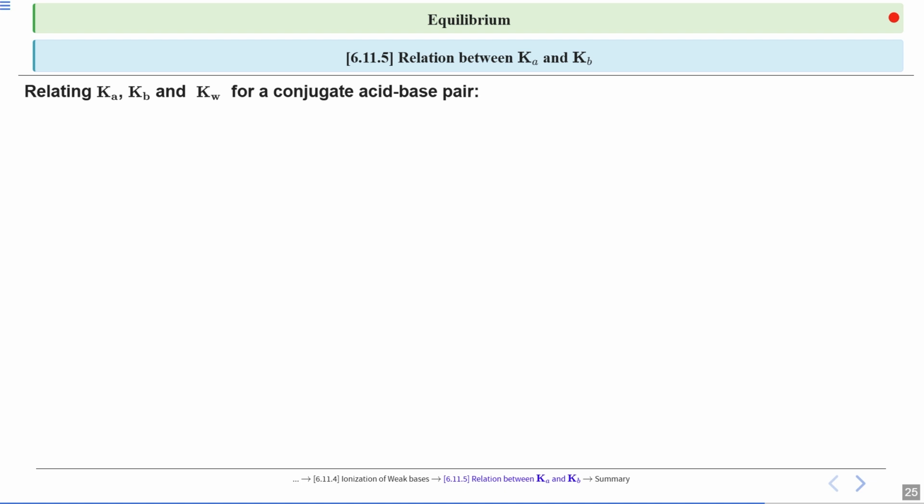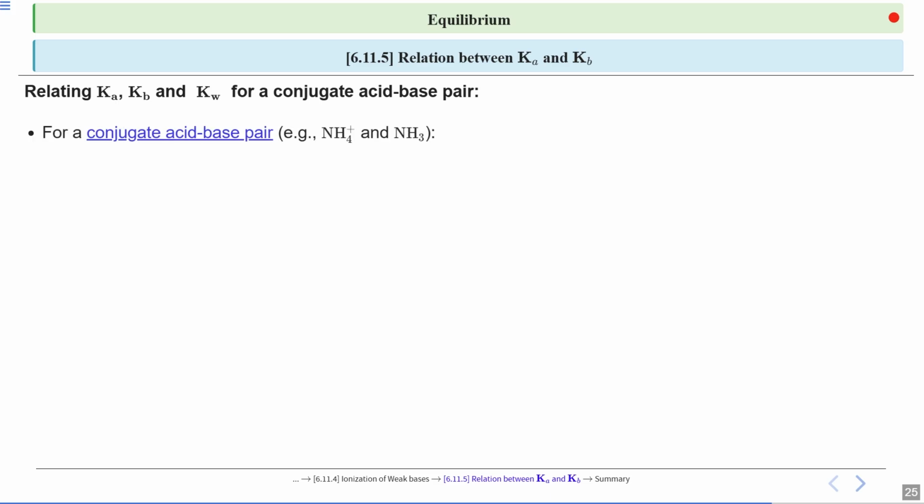Moving on to the next part, which is Ka and Kb. So I would say that this part is somewhat of a hidden part and a most important one also. So we will derive a relationship between Ka, Kb and Kw. And that relationship will only be true for your conjugate acid-base pair.